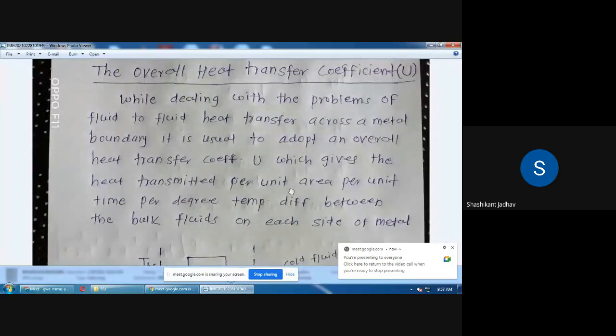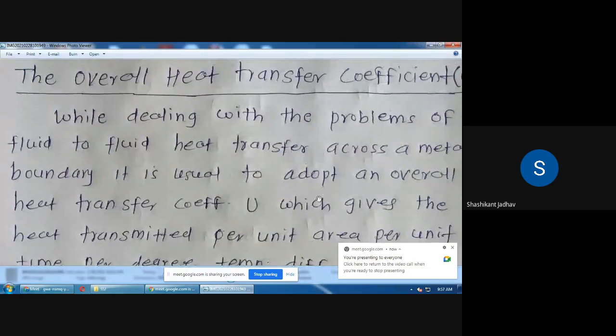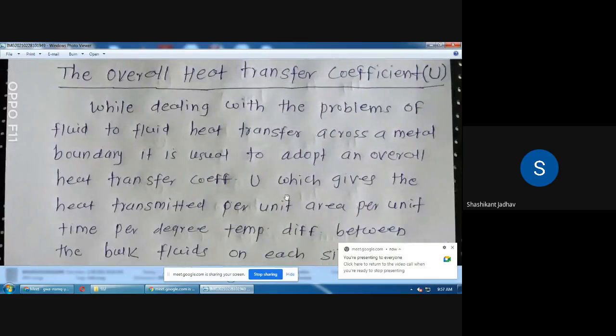So write down the next point, overall heat transfer coefficient. Write down, all of you. Next point, the overall heat transfer coefficient, in bracket capital U. Okay. Now our aim is to derive the equation for the capital U.